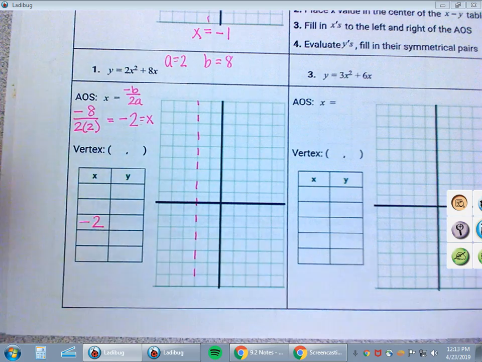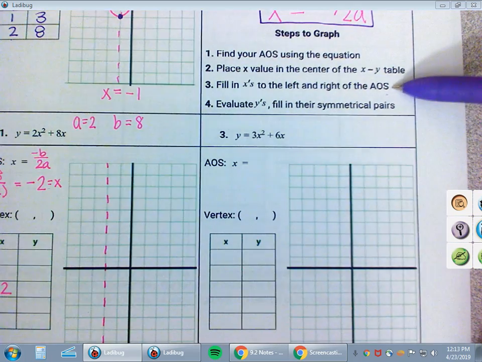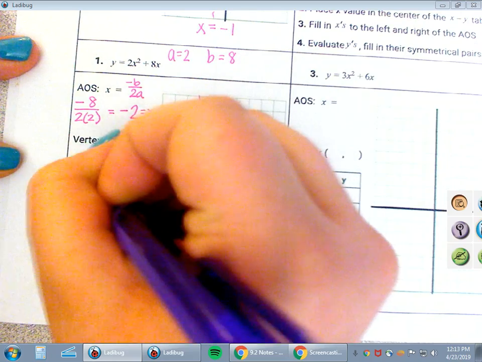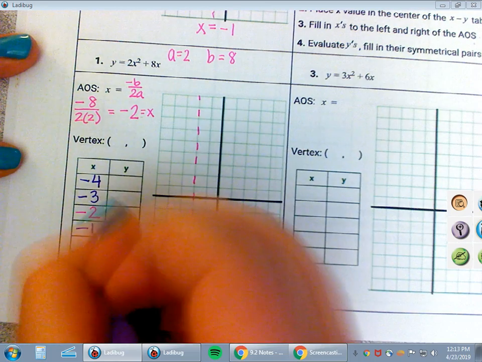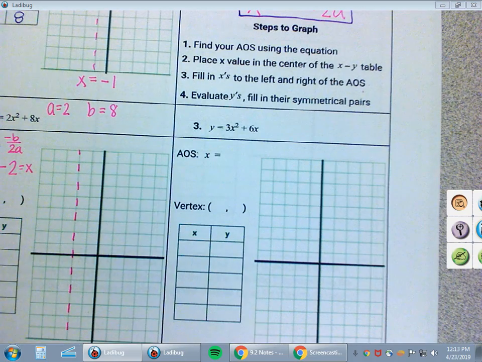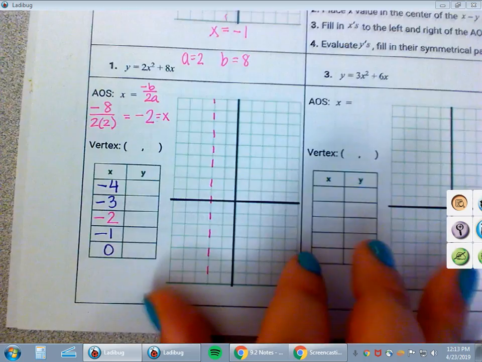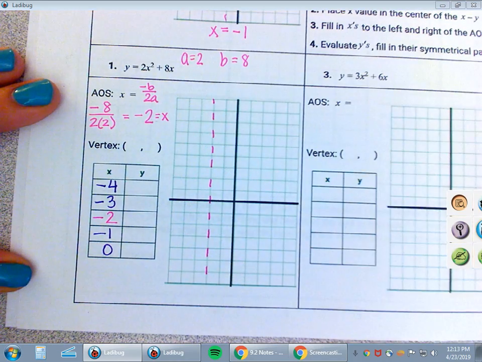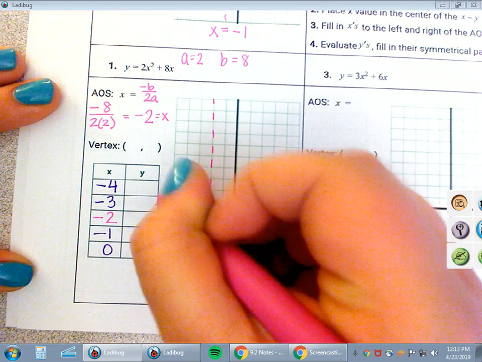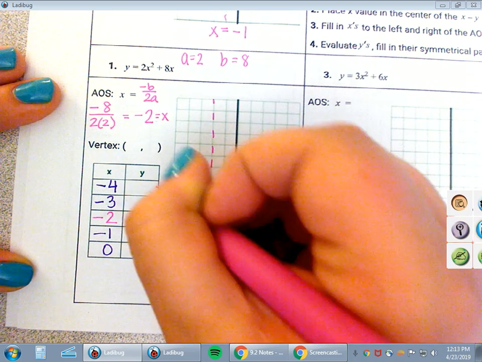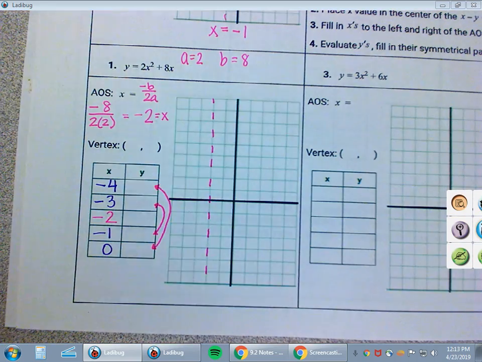And then number 3, fill in x's to the left and right of the axis of symmetry. So here's our x's. To the left of -2 is -3 and -4. And to the right of -2 is -1 and 0. Now, lastly, it says evaluate y's and fill in their symmetrical pairs. So it looks like we have 5 things to solve for, but actually, because of the fact that these are going to be paired here and these are going to be paired here, we don't have to find as many. We kind of get 2 for the price of 1. So once I fill out one of them, I have the other as well.